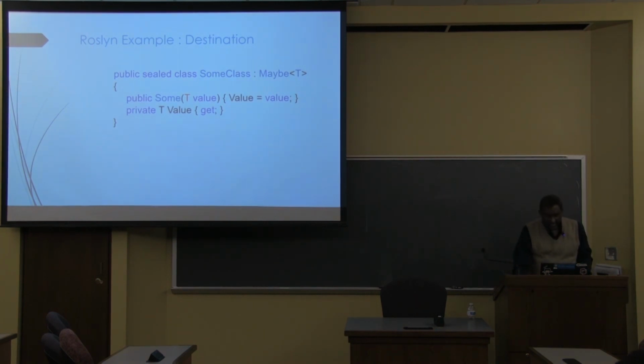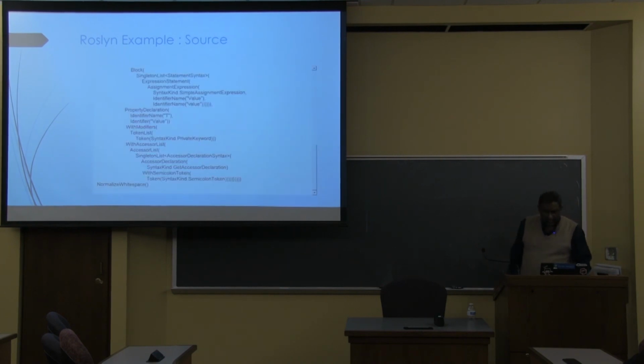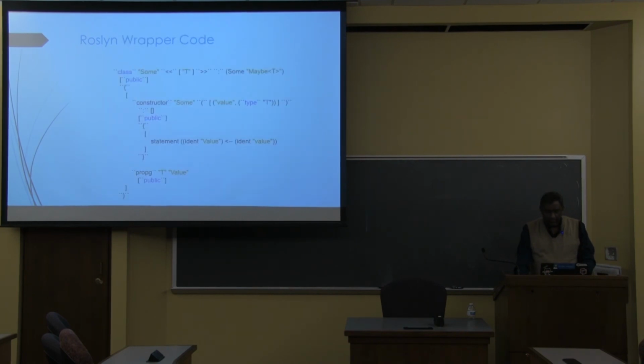So I'm going to take this class, a simple class with just one constructor and a private property. And I'm going to see what the AST that would generate the code for this would look like. And it would look something like that. It's pretty bloody awful. It is actually pretty horrendous.